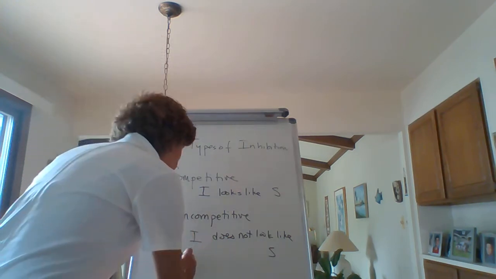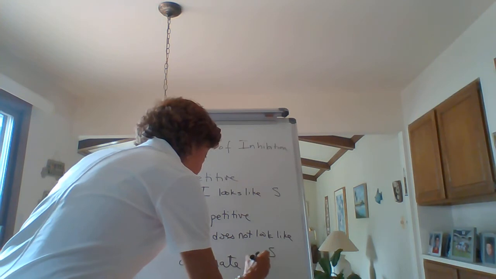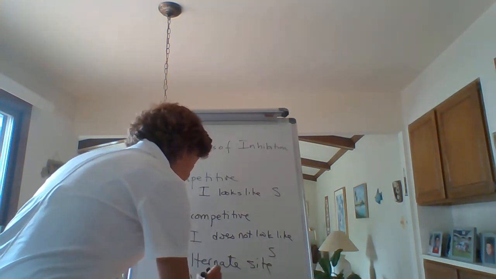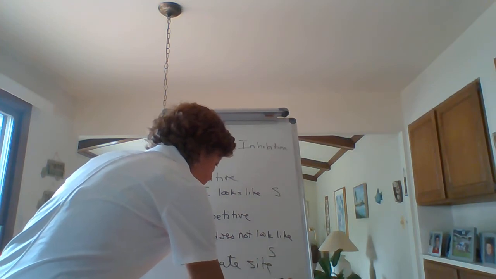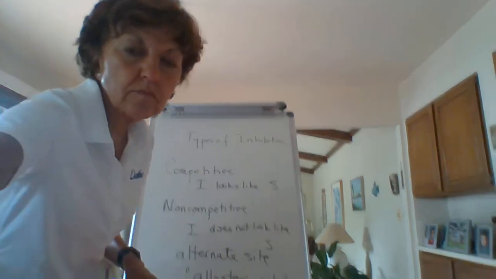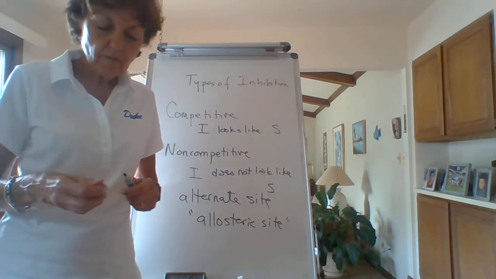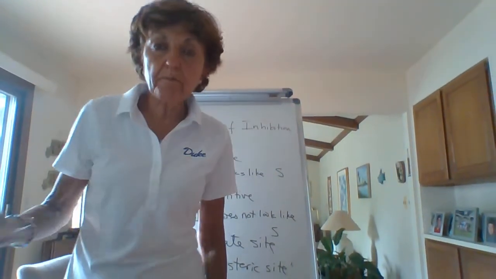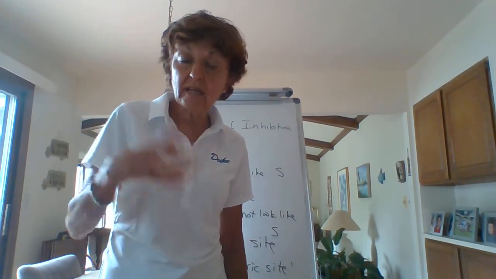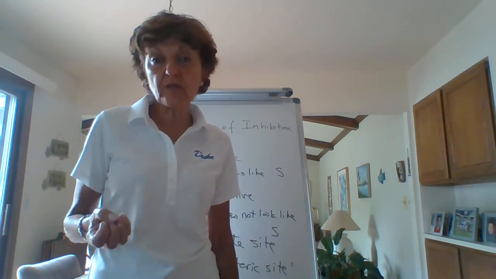Sometimes they call this an alternate site or allosteric site. Get that terminology in your notes. So how can a non-competitive inhibitor that binds to a different site on an enzyme inhibit the substrate from binding to the active site?